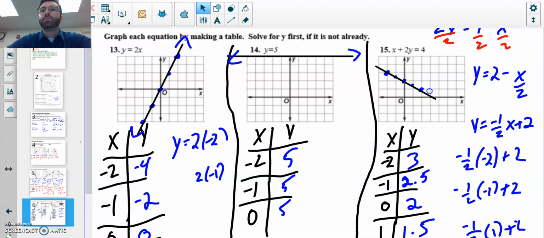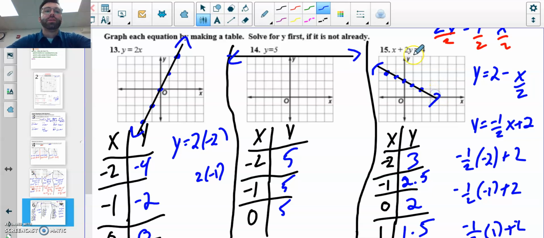There you go. Remember what I said, if your line doesn't cross, just make your dots a little bit bigger. All right, and that's your first ever flipped lesson. Okay, hope you enjoyed that.